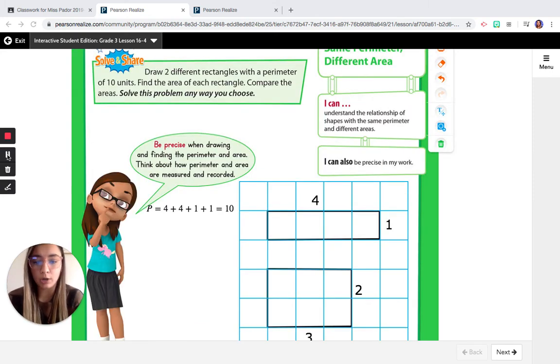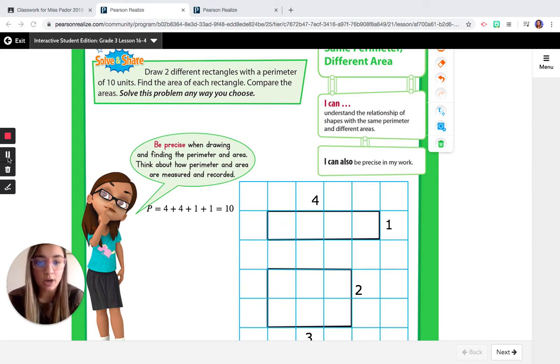So since I know how to find perimeter is adding up all the sides, that's what I did here for you. Because I know it's a rectangle, I know the top and bottom sides are the same amount, so I would have 4 plus 4. And I know that the two sides are the same amount, so I have 1 plus 1. 4 plus 4 is 8, plus 1 is 9, plus another 1 is 10. So we have successfully completed the first instruction of the problem, having a shape that has a perimeter of 10 units.